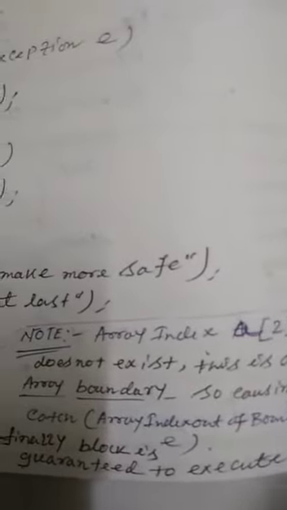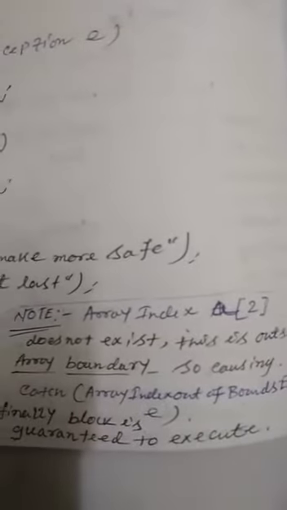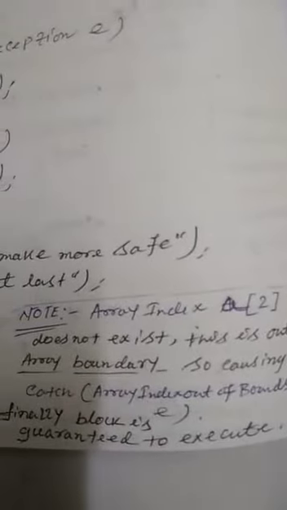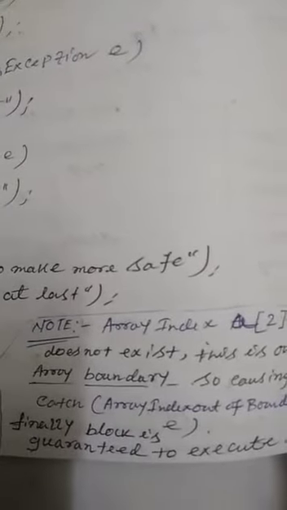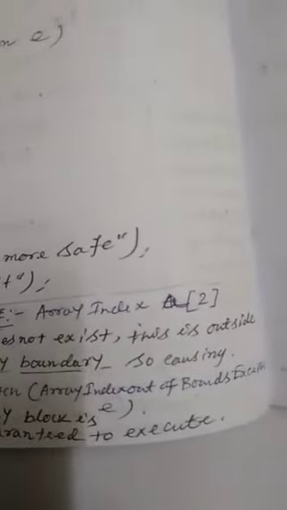What is the note? Array index a2 does not exist here, it is outside the array boundary, so it is causing an exception. Catch ArrayIndexOutOfBoundsException will receive that exception object on E. Finally block is guaranteed to execute. Okay, so I hope this is clear to you now. Now how to deal with finally, I am coming with another example here.